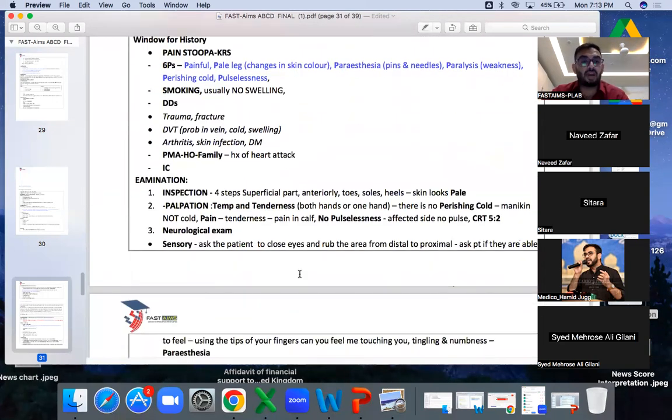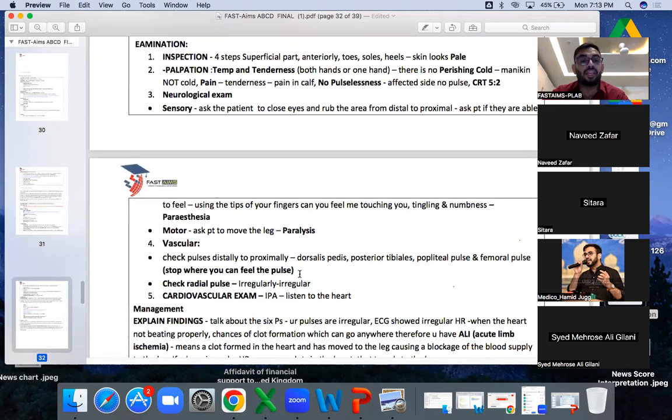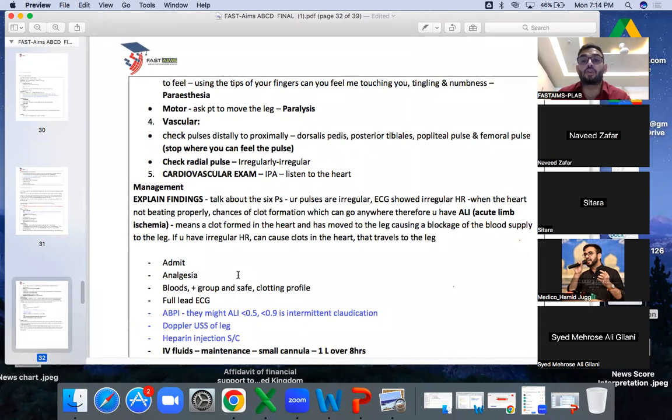Then after doing the examination, you will do the neurological examination. You will look at the sensory part, the motor part, and the vascular part. In this scenario, I'm repeating again and again, our examination is important, because we will find nothing on the monitor. Everything is our examination. This is an ABCDE scenario because this is an emergency: we have to heparinize the patient at once. When you find this, you will explain to the patient. Second, you will do the vascular examination, because atrial fibrillation is going on, so you need to anticoagulate the patient as well.